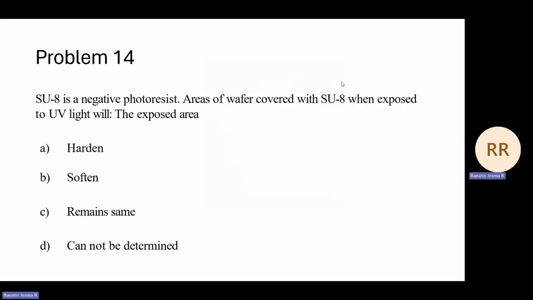Next, we'll move on to the next question. Problem 18. SU8 is a negative photoresist. Areas of wafer covered with SU8 when exposed to UV light, what will happen to the exposed area? Option A is hardened, B is softened, C remains the same, D cannot be determined. So SU8, what do you think the answer is? It's a negative photoresist, it's mentioned, right? And it is optically sensitive to the UV light.